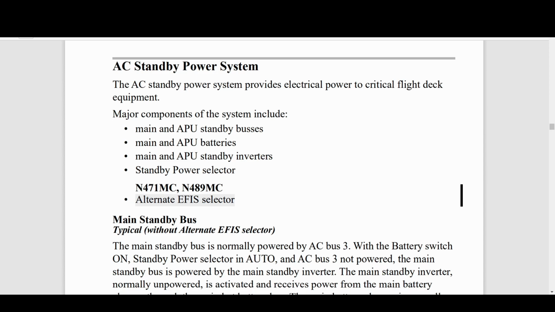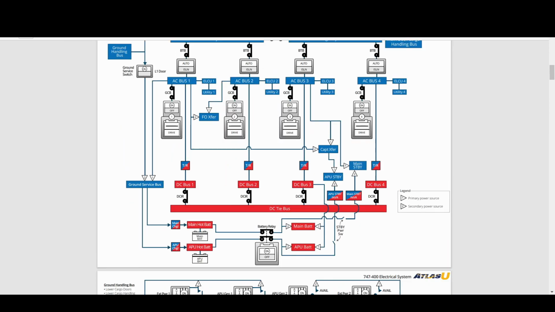What is the normal source of power for the main standby bus? AC bus 3 and main standby inverter secondary.